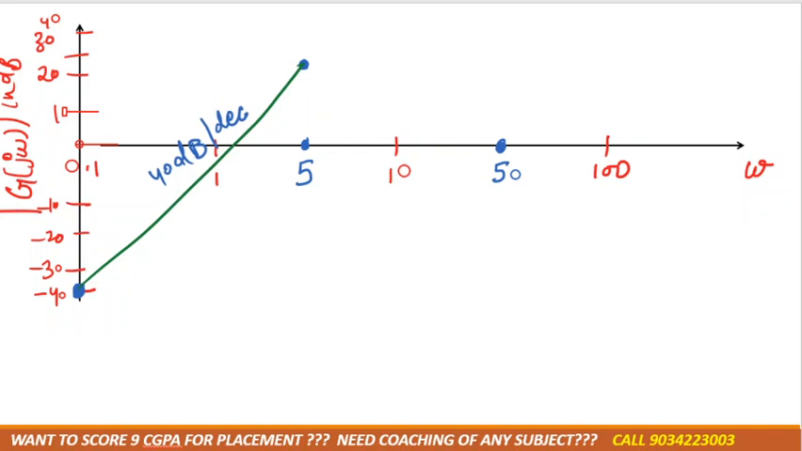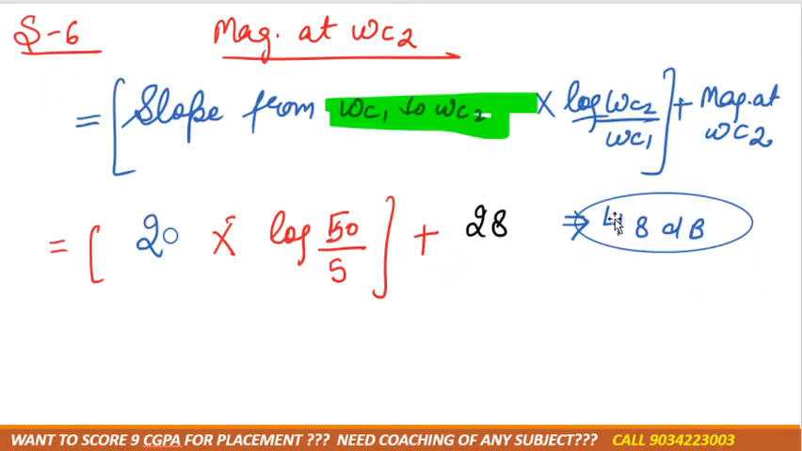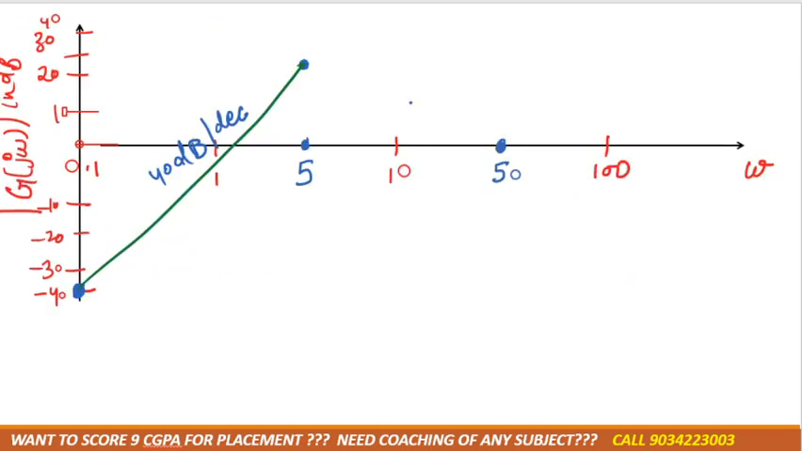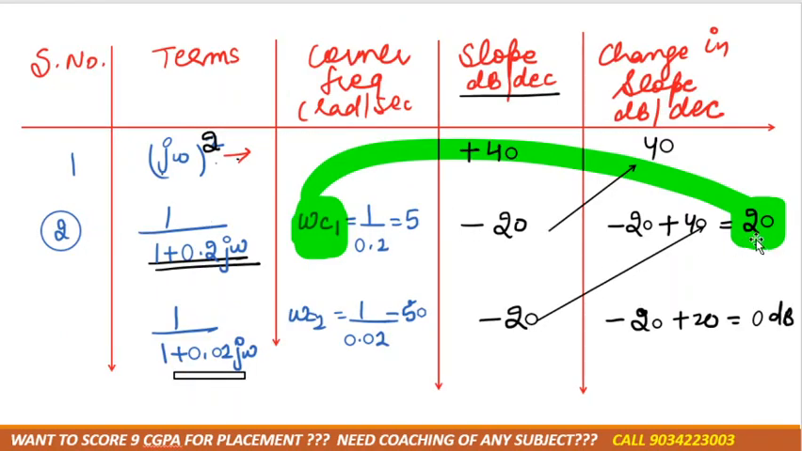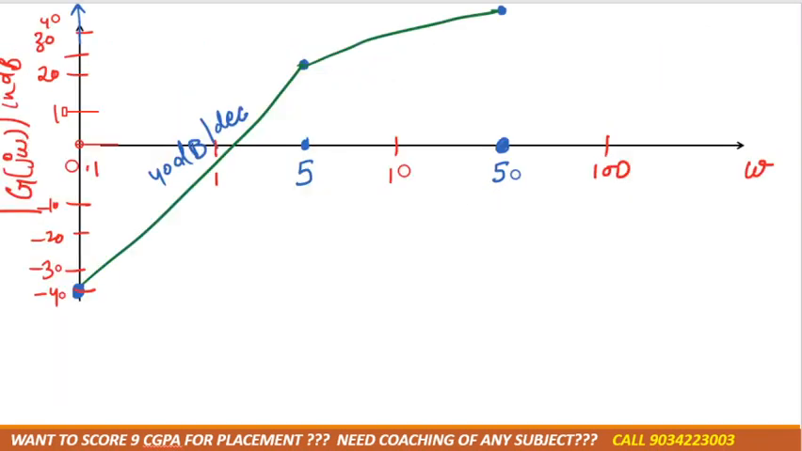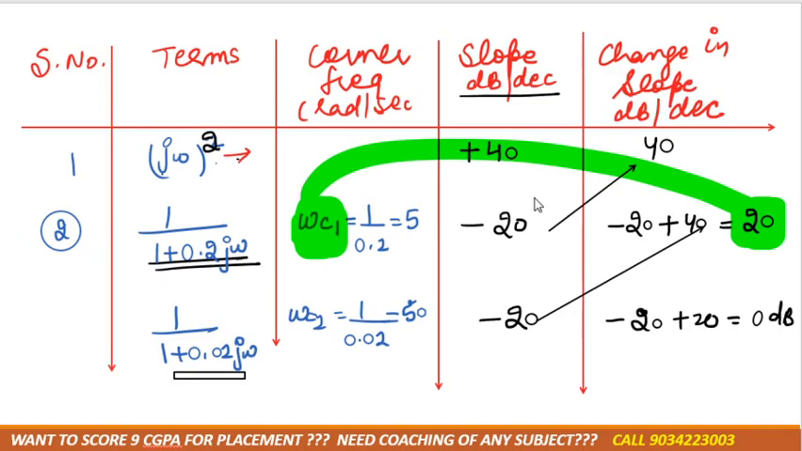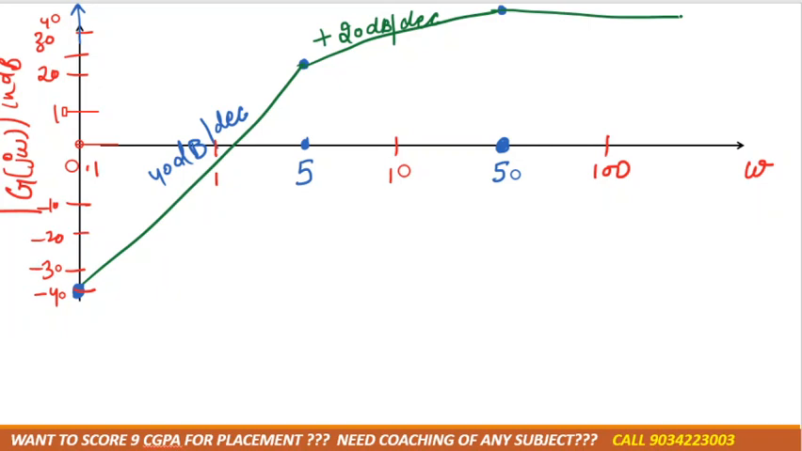Next, we calculated the magnitude at omega C2. Magnitude at omega C2 we got as how much? 48 decibels. So omega C2 is this one, 50, and then we get 48 decibels, something like we can consider here. This is 48 decibel. Now connect this line. Then another slope is how much? Plus 20 decibel, and as you can see, it is again moving upward, so it would be plus 20 decibel per decade. Now the next slope: we have marked 40 decibel per decade, we have marked 20 decibel per decade, and the next slope is 0 dB per decade. 0 dB per decade means it's a straight line. Correct?